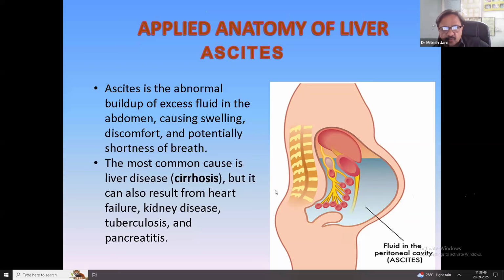The most common cause is the liver, that is cirrhosis of the liver, but it can also result from heart failure, kidney disease, tuberculosis, and pancreatitis, where the interstitial fluid remains in the cavity, that is, in the peritoneal cavity.